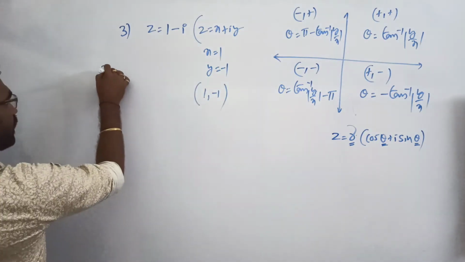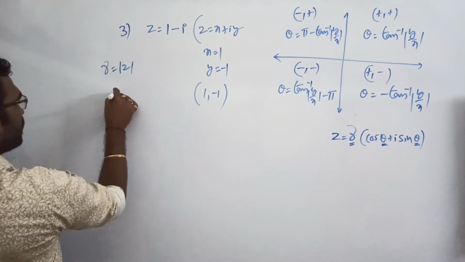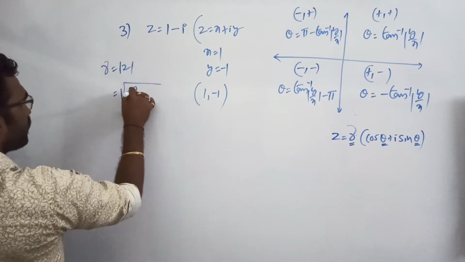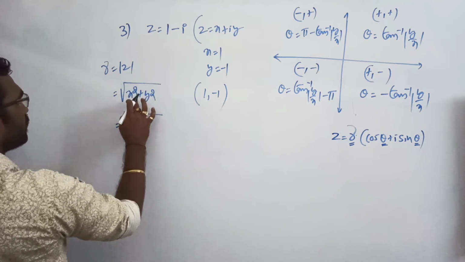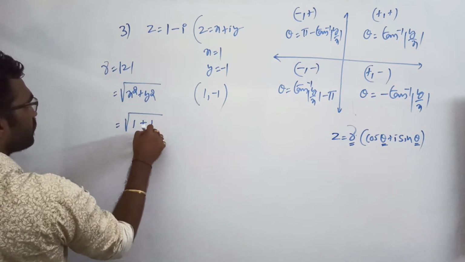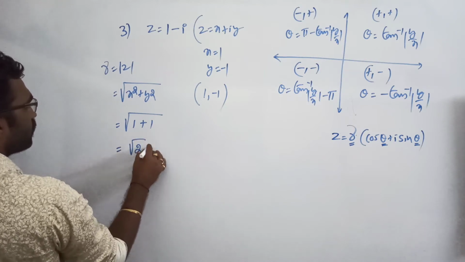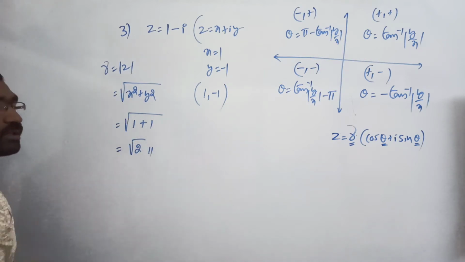First we will find r here. r is nothing but mod z. Mod z is given by root of x square plus y square. Therefore x square is 1 square plus y square is 1 square. Therefore how much do you get? Root 2. So here we got the r value.